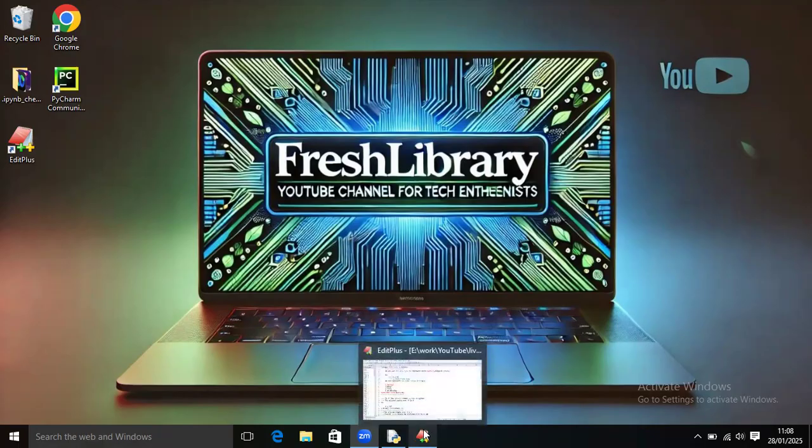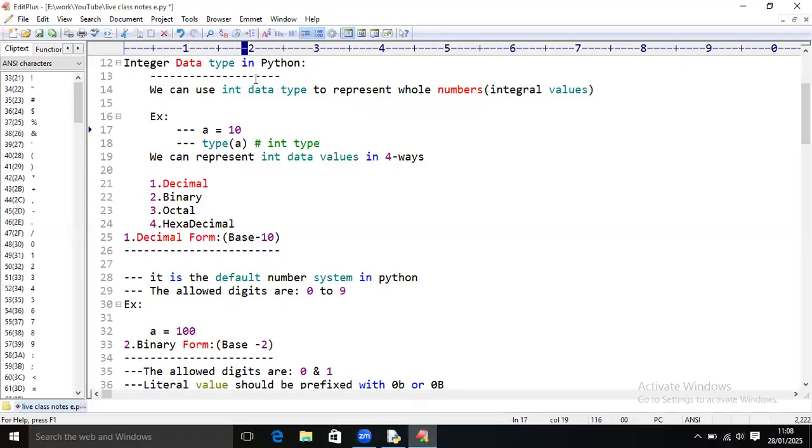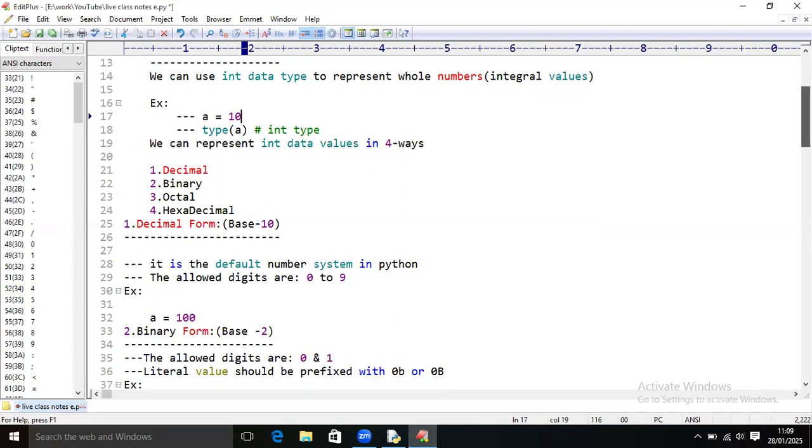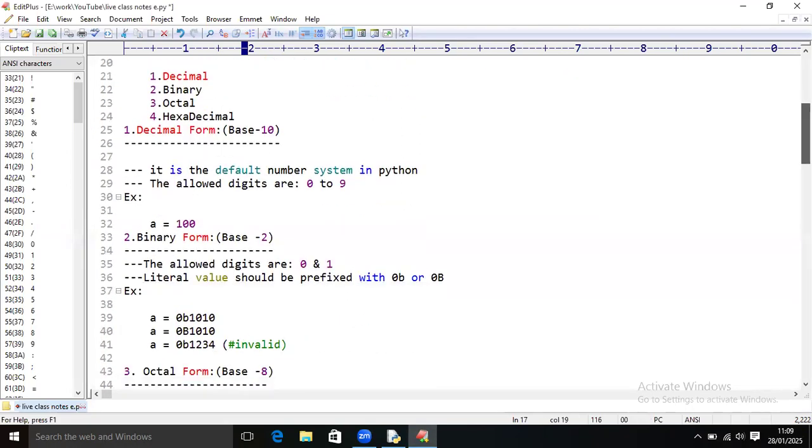In the previous class, we discussed integer data types, and we have four types of integer data types. They are decimal, binary, octal, and hexadecimal. Among these four, the decimal number system is the default data type in Python. Next, binary. Binary means zeros and ones.